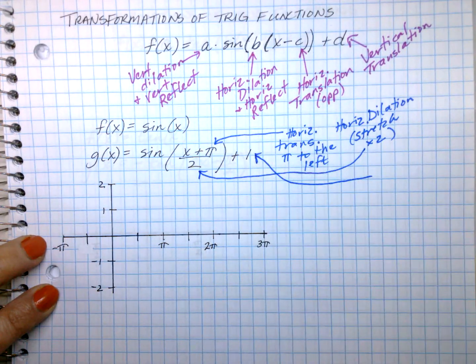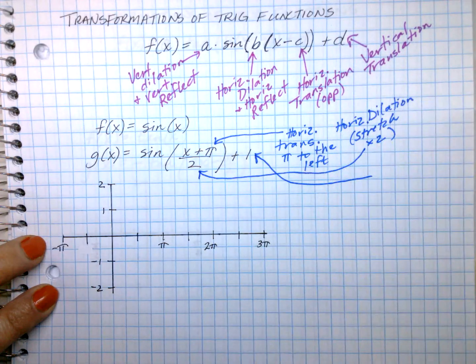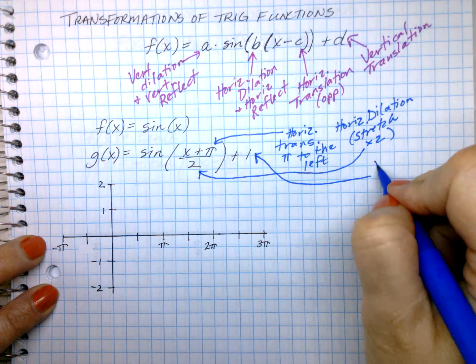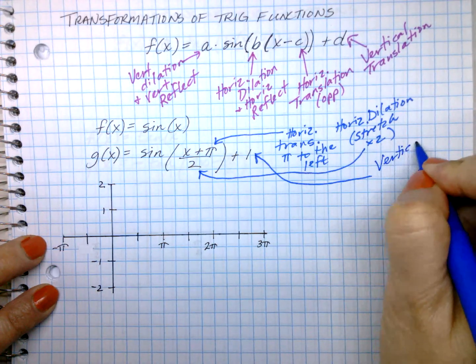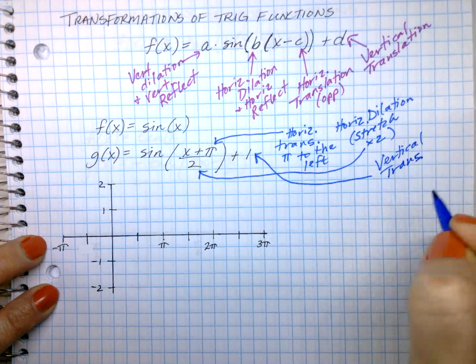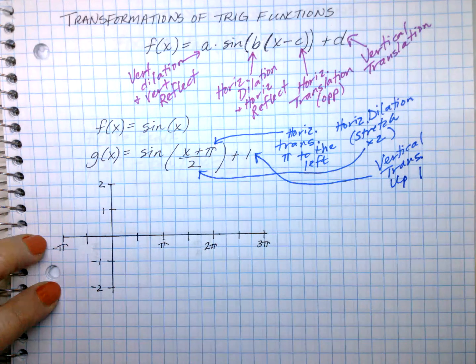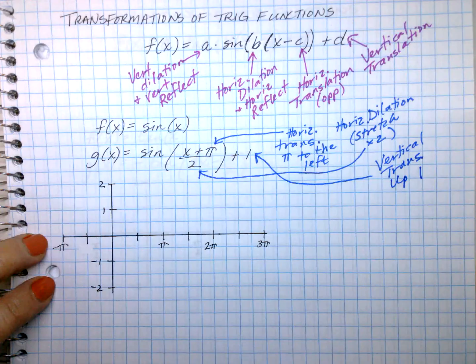And then finally, we've got this plus 1, and that's outside the parentheses. That's like the D out here. And so that's telling us we're going vertically. Translation. And that would be up 1 unit. And remember that the verticals behave just like you think they would. So plus 1 really does move it 1 unit up.